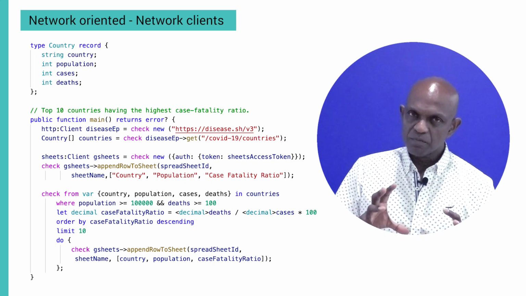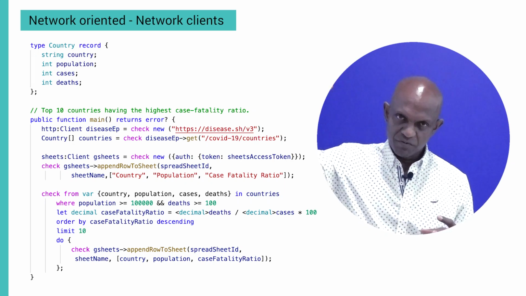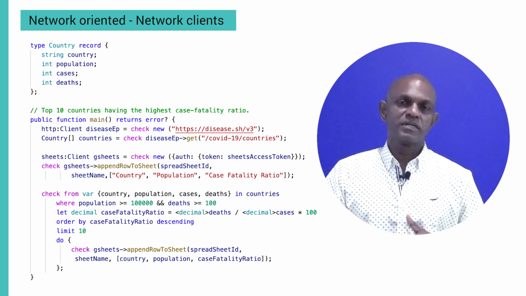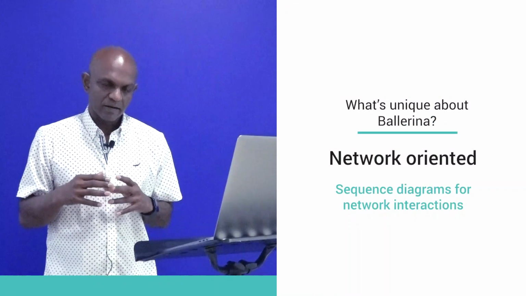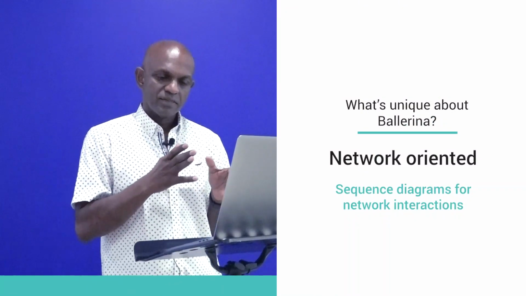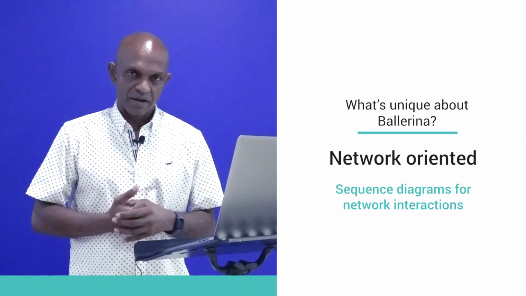That's a very important part, because it allows a developer to think at the level of abstraction for services and the level of abstraction for consumption, and wire them together correctly. The other aspect we have done very carefully in Ballerina is to be able to model these network interactions, when I'm making a network call, as a sequence diagram.